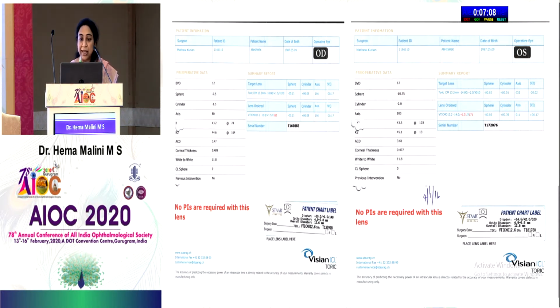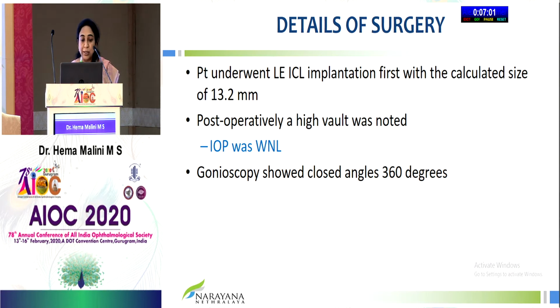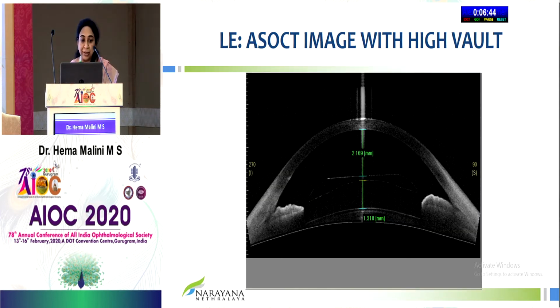And this is the calculation sheet which gave us a size of 13.2 both in the right as well as the left eye. So the patient underwent the ICL implantation in the left eye first as per the calculated size of 13.2 millimeters, and there was a surprise. Post-operatively, high vault was noted. Although the IOP was normal, gonioscopy showed almost 360 degrees closed angles. So this is the AIOC image. You can see here the vault is abnormally high. It is about 1.318 or 1318 microns, which is high.